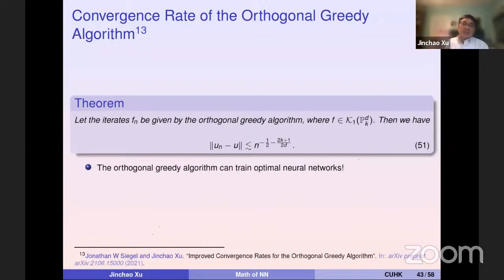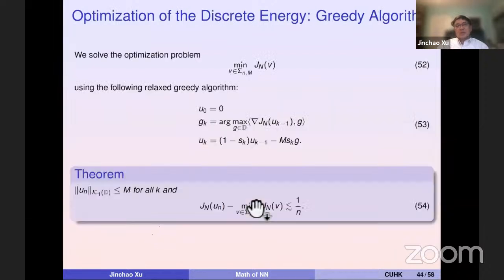This is kind of surprising to some of the people who work in this business, and we are the first ones who actually use the so-called greedy algorithm to produce the best result. In the existing literature, they only get n to the negative half. We could reach the optimal power. But anyway, we're going to use this to solve the PDE.